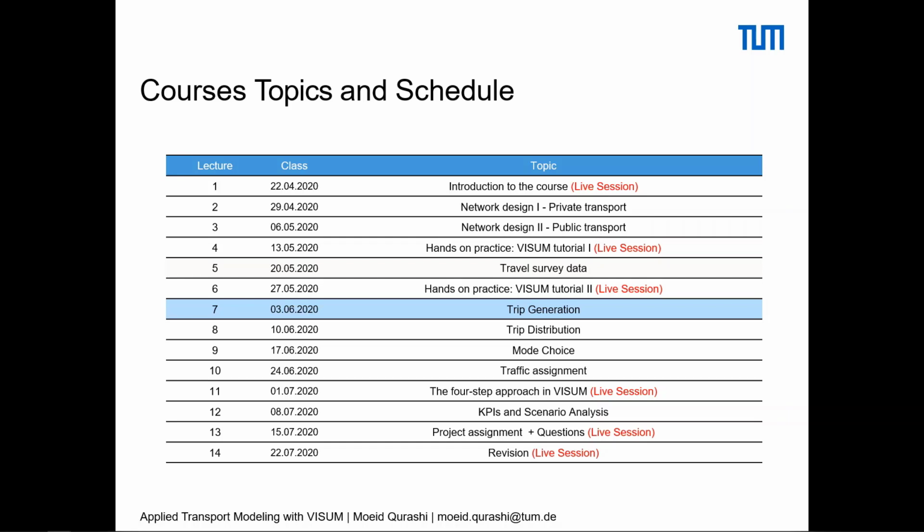Mode choice is where we create multiple OD matrices, one OD matrix for car, one for bus or public transport, one for bike. Traffic assignment is when we assign these OD matrices onto the network and get the network state, the volumes, the public transport usage volumes, the road volume counts and stuff. So these are the basic four-step models. I think you understand them as well.